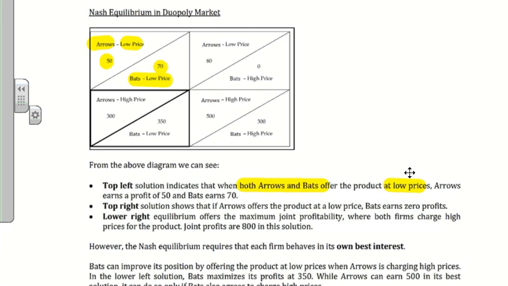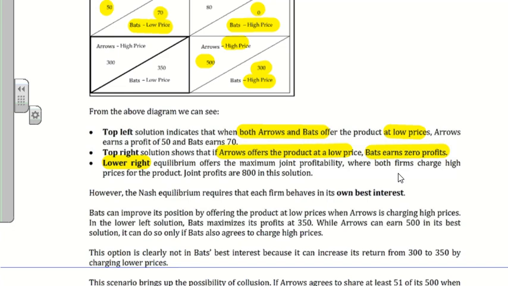Top right, Arrows go low, Bats go high. If Arrows offers their product at a low price, Bats, who charges a high price, will get a zero profit. Lower right, they both charge high prices, and they both make massive profits, don't they? And then we've got, so we'll come to the next one in a second.